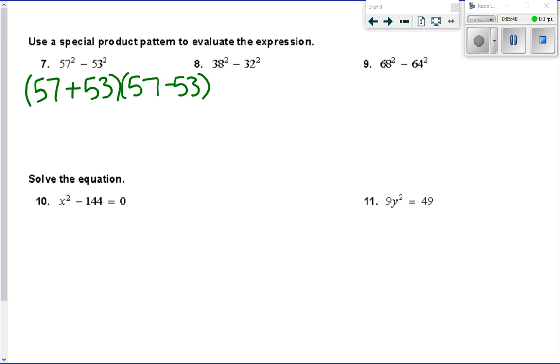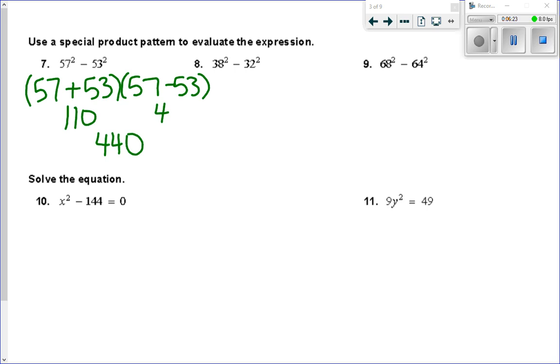Way easier problems here. We've got 57 plus 53, which is 110. We have 57 minus 53, which is 4, which gives us our answer of 440. Super easy to do it that way, not as easy to find the square of 57. So I'm going to go ahead and skip 8 and 9. Those are pretty self-explanatory. If you want some extra practice, go ahead and work on those. Let's move on down to number 10.